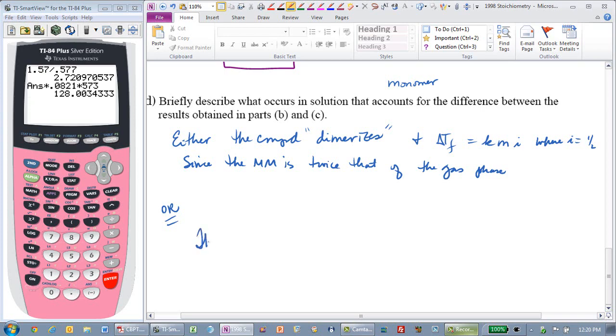Or you could state that the compound dissociates in the gas phase. In other words, A becomes 2 of something new called B. But it was a point for either explanation.